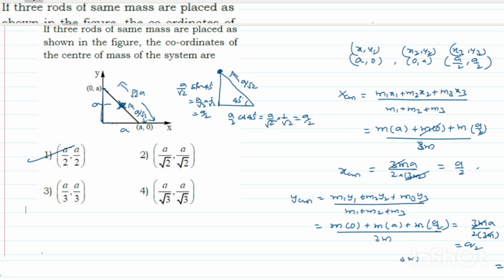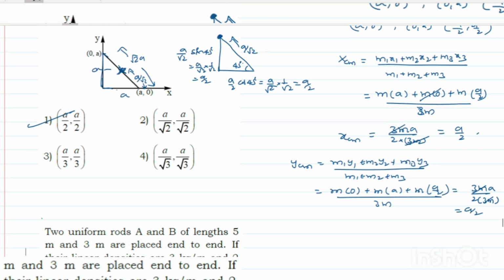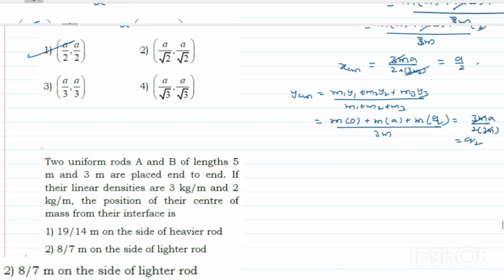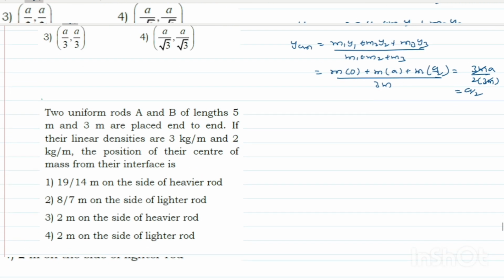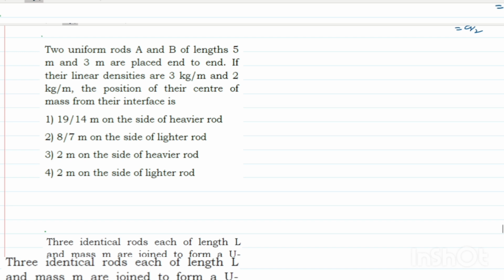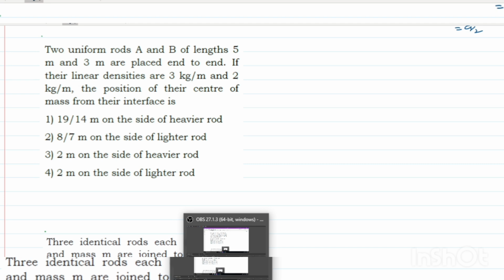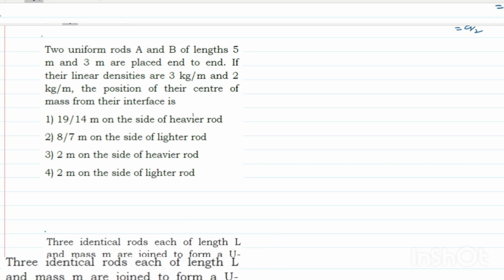Now let us see the next question, students. The next question says two uniform rods A and B of length 5 meter and 3 meter are placed end to end, and their linear densities are 3 kg per meter and 2 kg per meter. They are asking for the position of their center of mass from their interface.